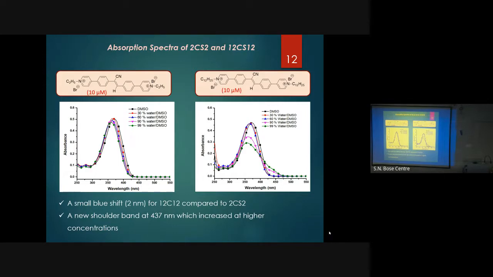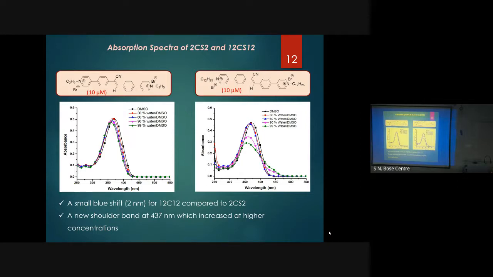Here you see two cyanostilbenes. This one has a small alkyl chain, C2, and this is C12. The C2 molecule was nicely soluble in both water and DMSO. The C12 molecule, on the other hand, is soluble in DMSO but not in water. When you look at their absorption spectra, we started from DMSO and added more and more water. For the small molecule C2, which does not undergo aggregation under this condition, there is just a small shift in the absorption spectrum.